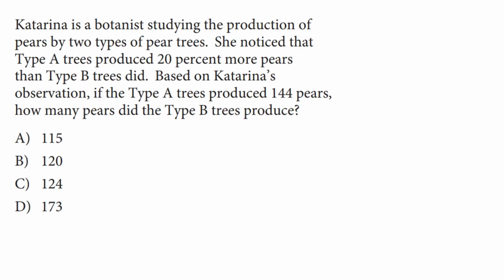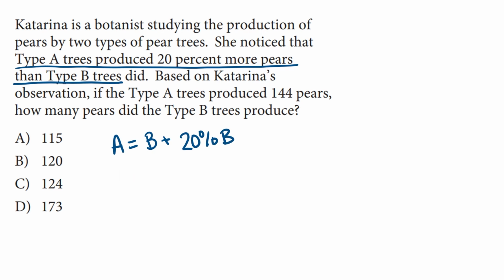Katerina is a botanist studying the production of pears by 2 types of pear trees. She noticed that type A trees produced 20% more pears than type B trees did. Based on Katerina's observation, if the type A trees produce 144 pears, how many pears did the type B trees produce? All right, so they tell us that the type A trees produce 20% more pears than type B trees. So that means A is equal to our B plus 20% of our B. Or we can say our A trees are equal to 1.2 B.